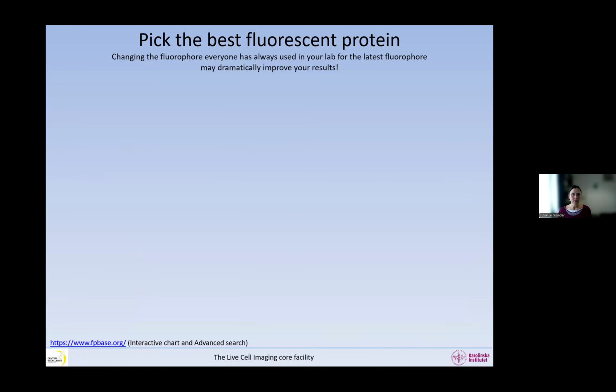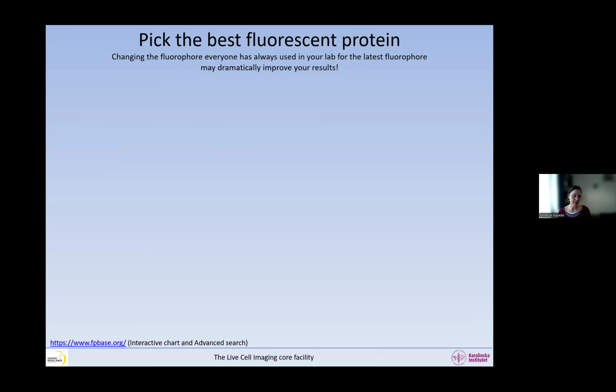And I think this is my last slide. We want you to pick the best fluorescent protein, and there is a fantastic tool for this called fpbase.org. You're going to have a little exercise later on where you will be guided to explore and find the best protein for you with this website. You need to think that when you change the fluorophore that everyone has always used in your lab for the latest fluorophore, this may dramatically improve your results.